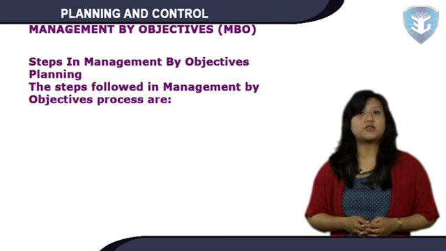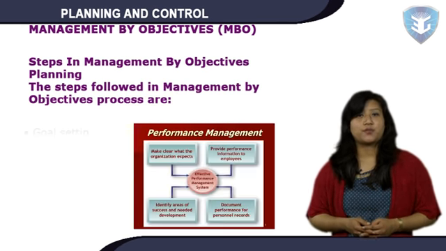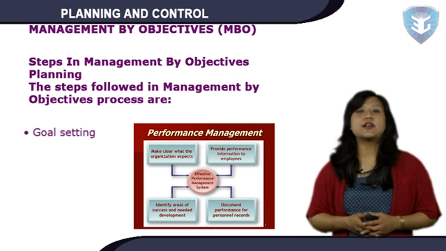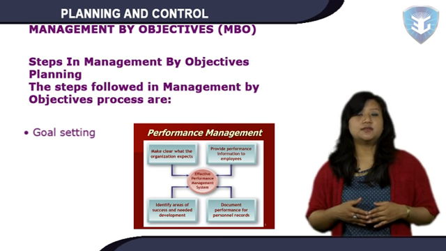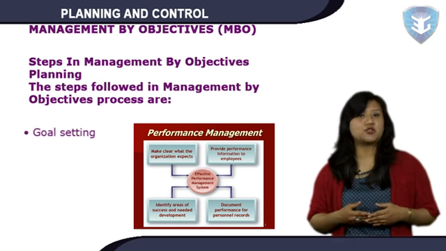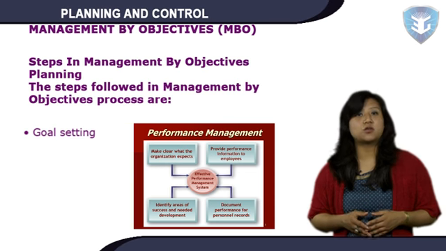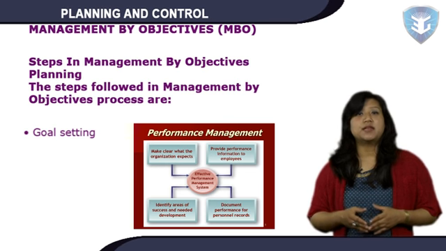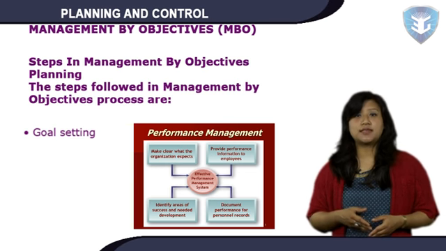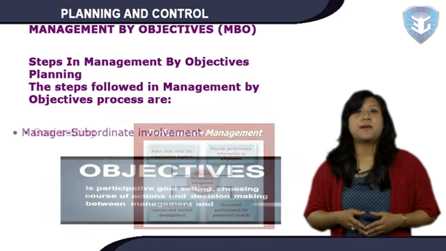Steps in management by objectives planning. The steps followed in management by objectives process are: goal setting. The first phase in the MBO process is to define the organization objectives. These are determined by the top management and usually in consultation with other managers. Once these goals are established, they should be made known to all the members. In setting objectives, it is necessary to identify key result areas or KRA.